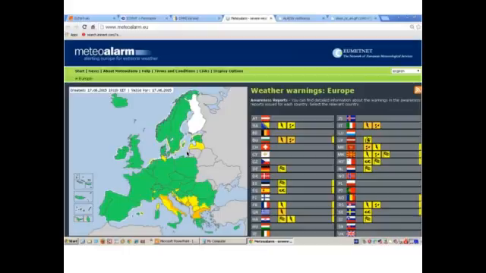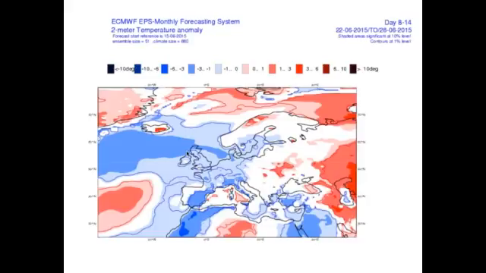Hello, everybody. I'm going to show you the recent monthly forecast from ECMWF, and I'm going to focus on the 2-meter temperature anomalies for what we call the week 2 forecast. This means the weather for next week. On this slide, you can see the temperature anomalies over the continent forecast for the next week.